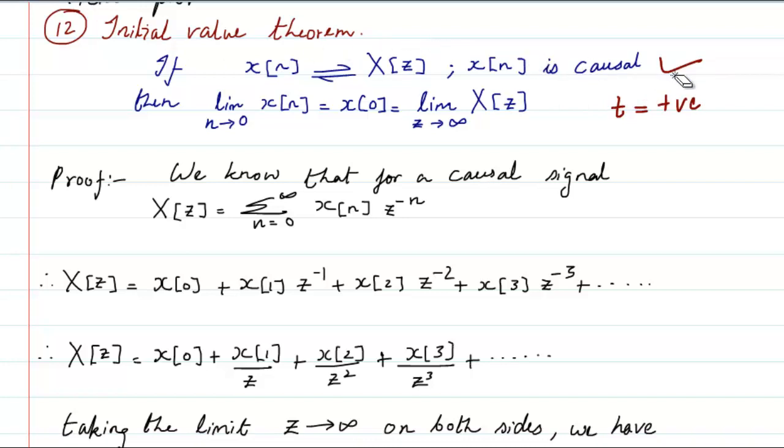Okay, so with these conditions, if we know a function and want to find the value of x of 0, that means the first value of x of n, the value of x of n at n equal to 0, then all we need to do is find X of z, and instead of z substitute infinity. Take the function X of z and substitute infinity for z, and you will get the value of small x of 0.